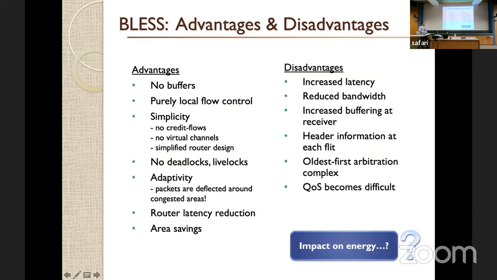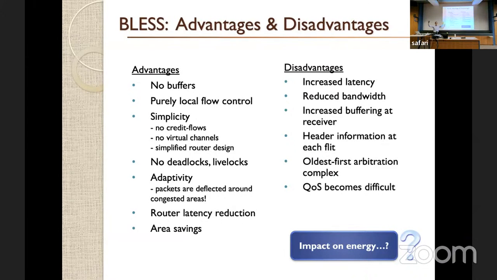So this is, in one slide, the summary of bufferless versus buffered routing, bufferless with deflection, right? The advantages: no buffers, purely local flow control. It's simple. You don't need to deal with all of the headaches like passing credits, communicating buffer availability. There's no need for virtual channels, clearly, buffers are gone. And the router design is simplified. And no deadlocks and live locks, assuming you do the right thing. And there's adaptivity. The big advantage of bufferless is whenever you have congestion, packets are deflected around congested areas.